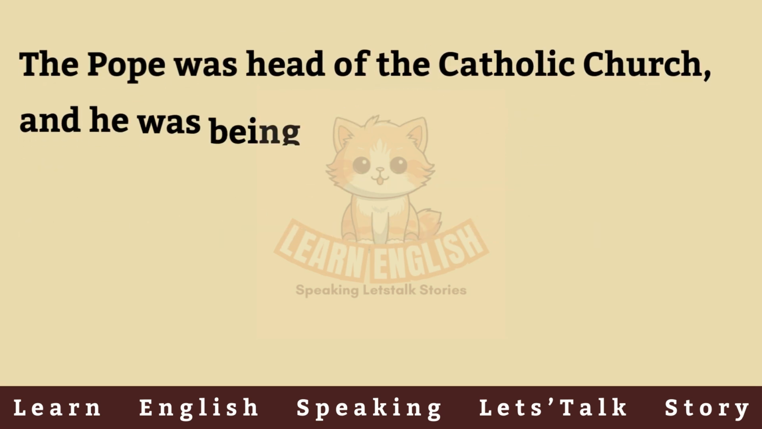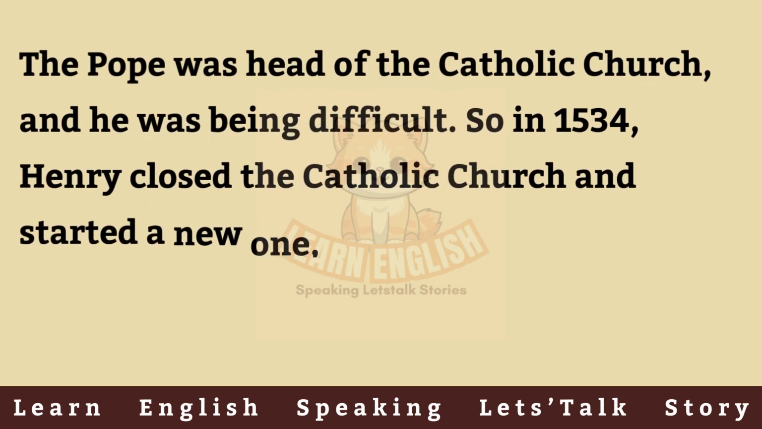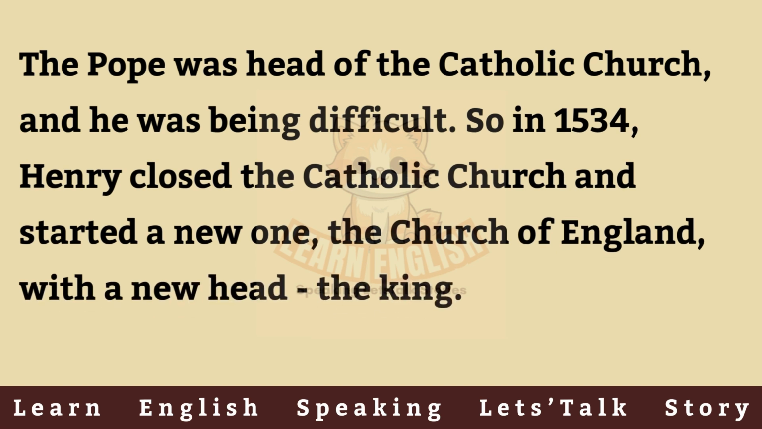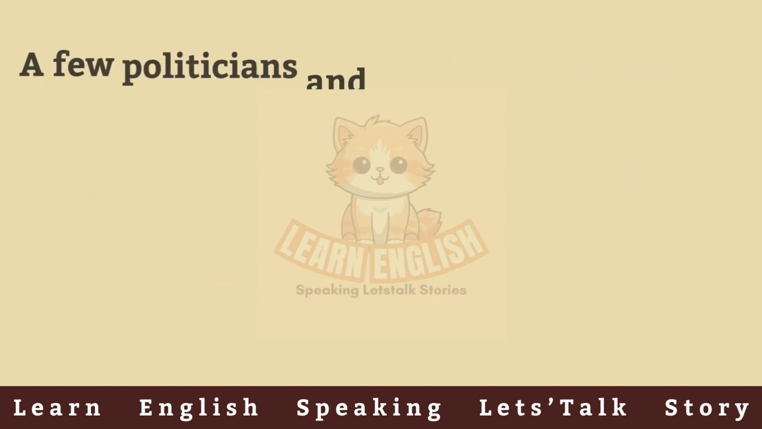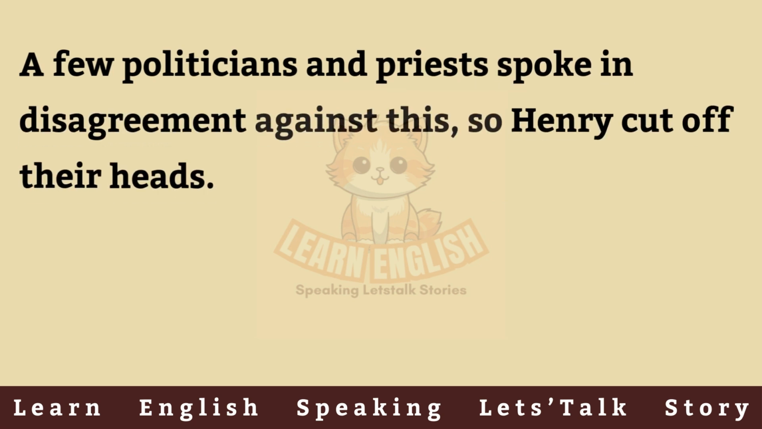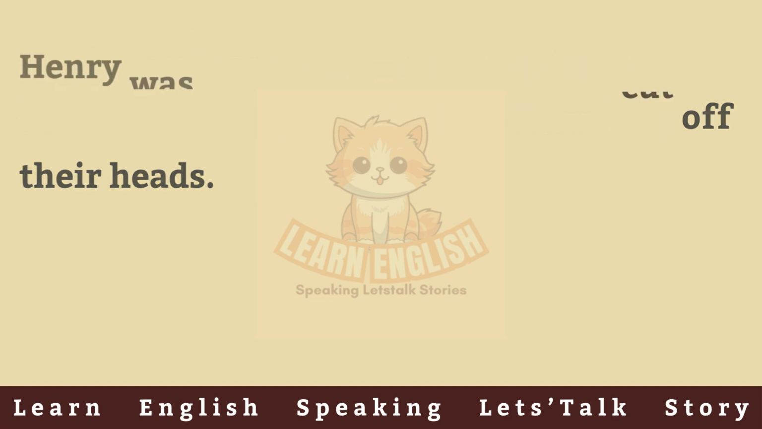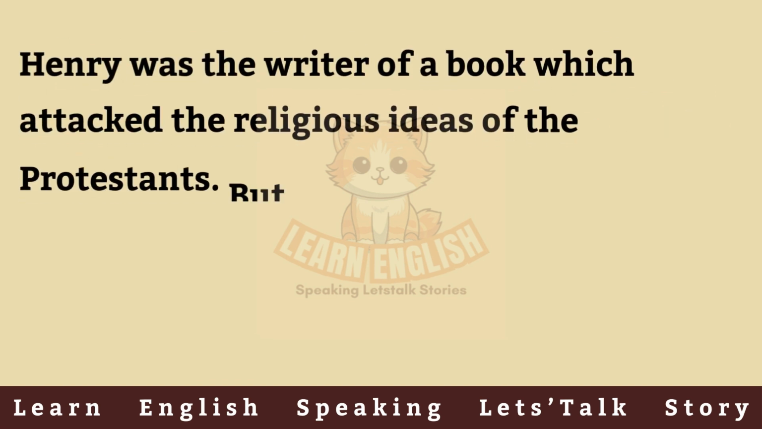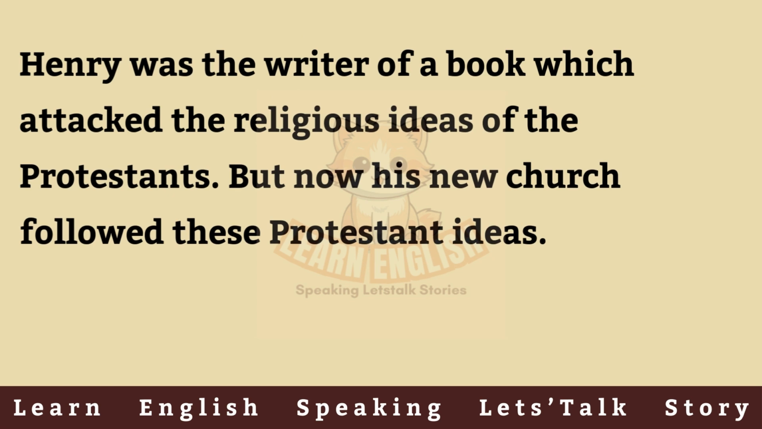The Pope was head of the Catholic Church, and he was being difficult. So in 1534, Henry closed the Catholic Church and started a new one, the Church of England, with a new head, the King. A few politicians and priests spoke in disagreement against this, so Henry cut off their heads. Henry was the writer of a book which attacked the religious ideas of the Protestants. But now his new church followed these Protestant ideas.